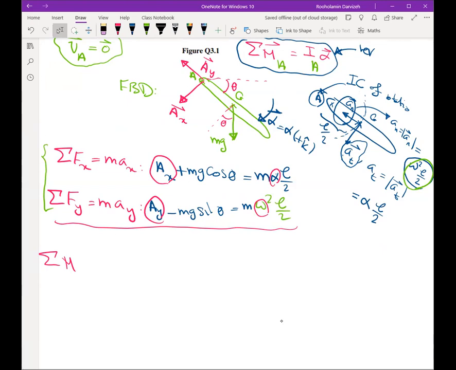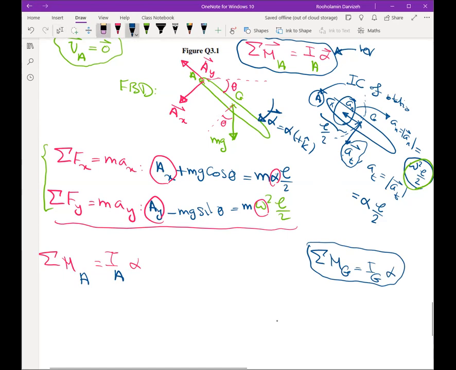One of them is sigma M. You can write sigma M_G equals I_G alpha. I strongly suggest to try this one to solve the problem. But here, because we have limited time, I go through the quickest way. You can use this one and you end up with the same result, but it's maybe quicker to write the moment with respect to A. Then please try to solve the same example with respect to G. You must end up with the same result, but it may take a little bit longer.